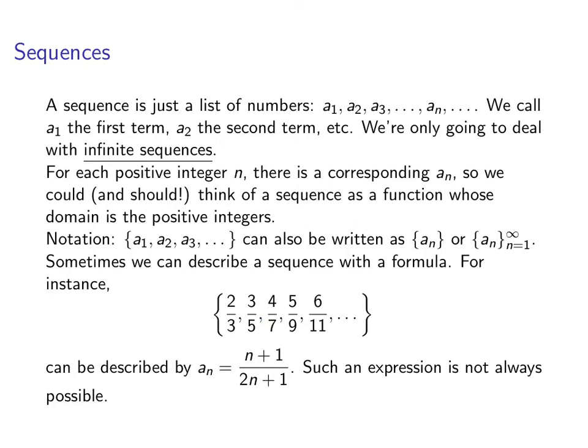Now, it's not always possible to do this kind of thing. I've got a sequence where there is no formula that describes the nth term. Like this. 3, 1, 4, 1, 5, 9, 2, 6, 5. These are the digits in the decimal expansion of pi. There's no formula where you can just plug in something and get the nth term of the decimal expansion of pi.